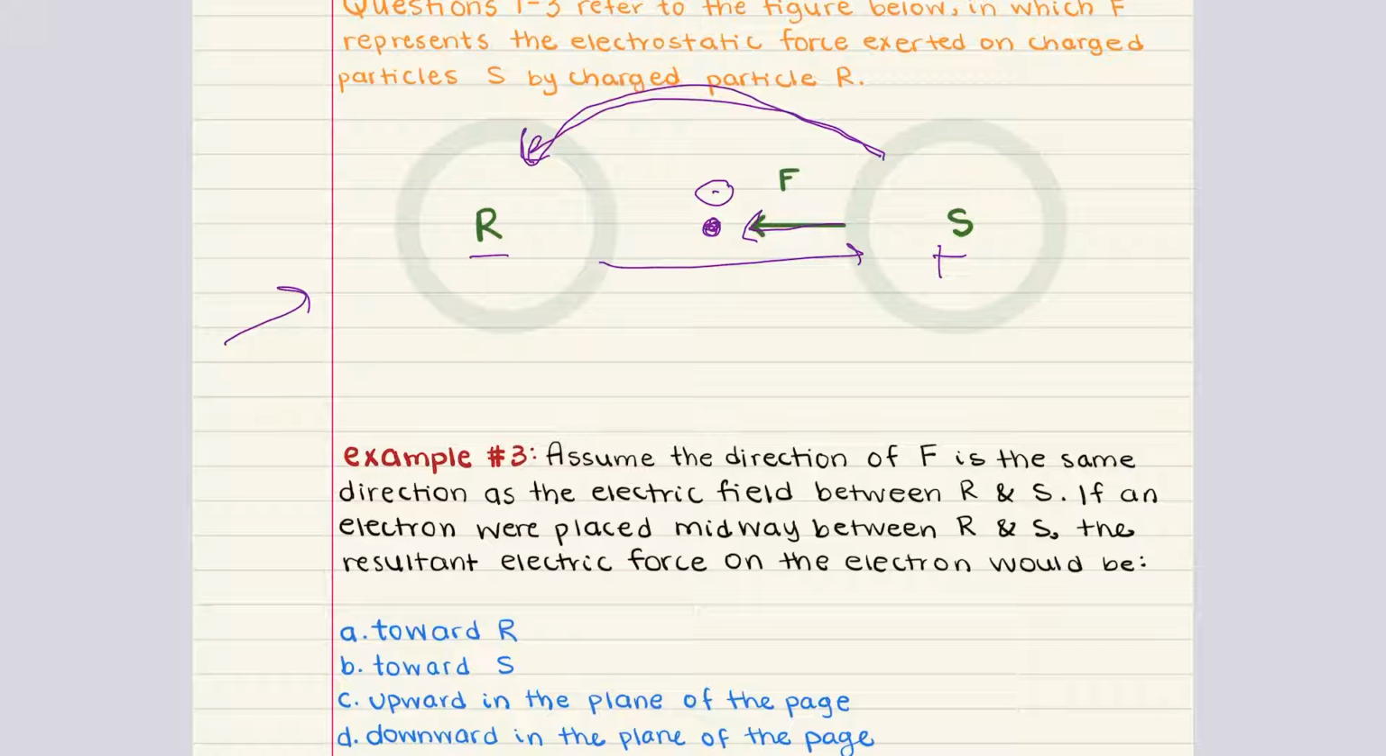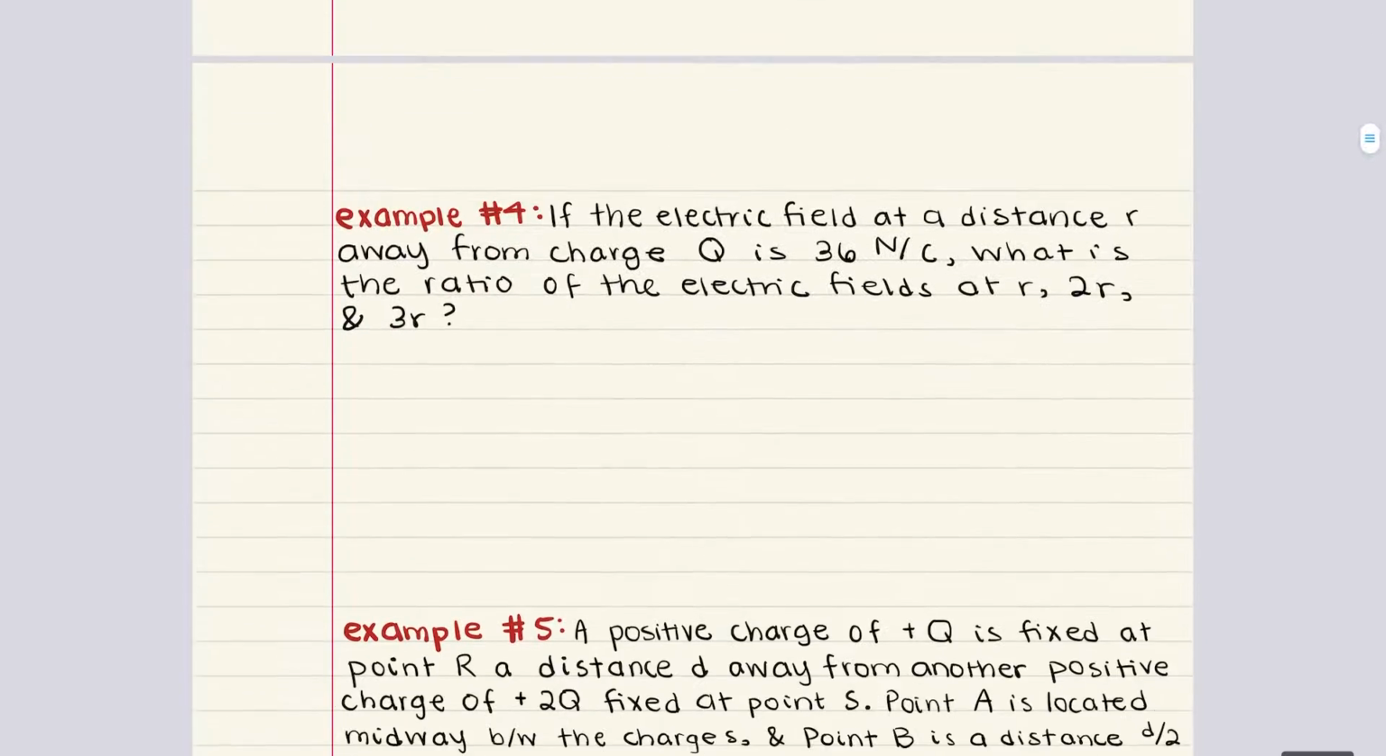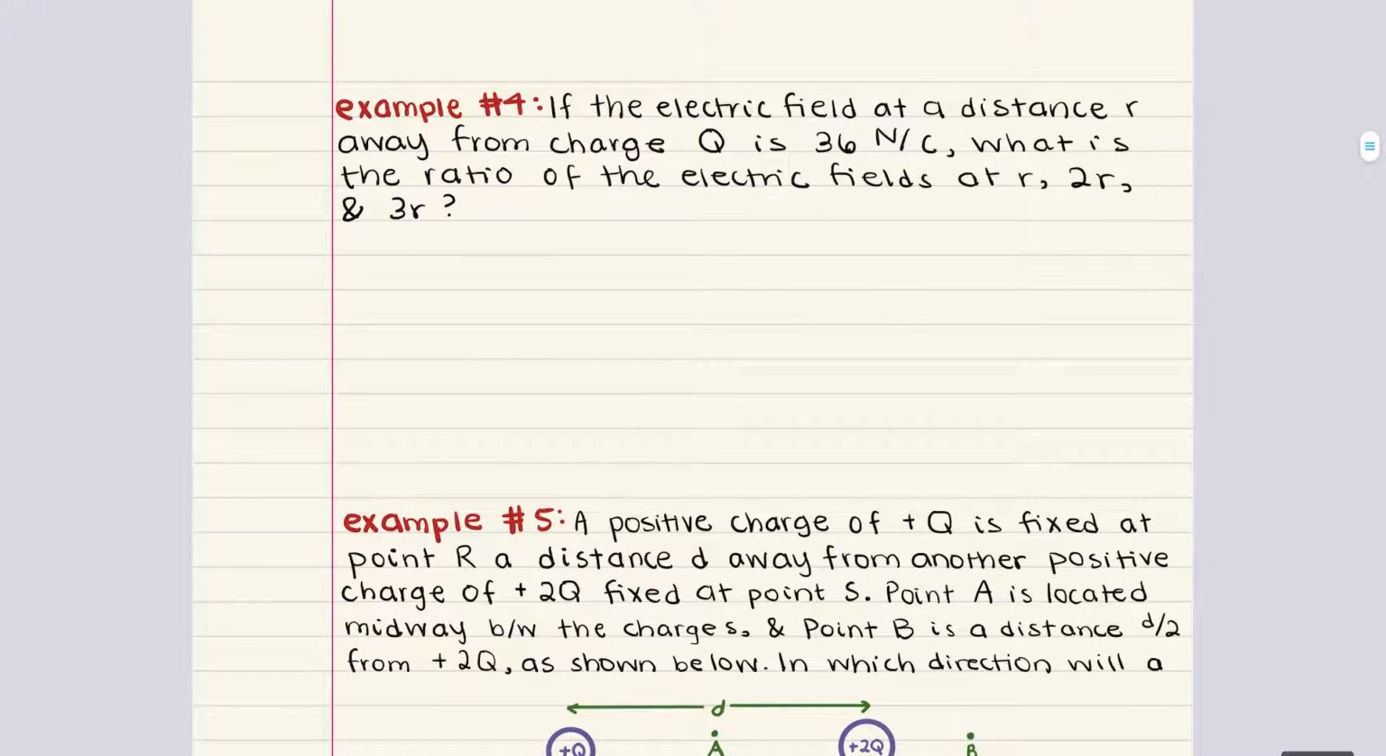And so the correct answer for problem 3 is going to be B. The force on the electron will be directed towards S, as the electron moves opposite to the electric field direction. Wonderful. Let's tackle problem 4 next.